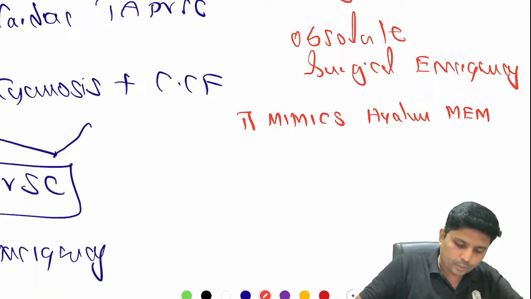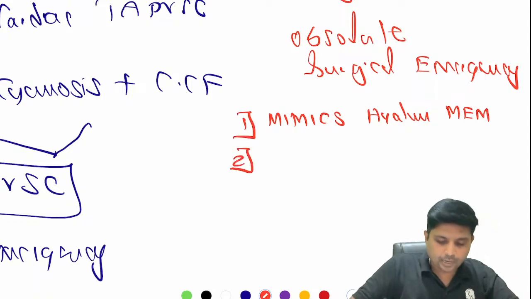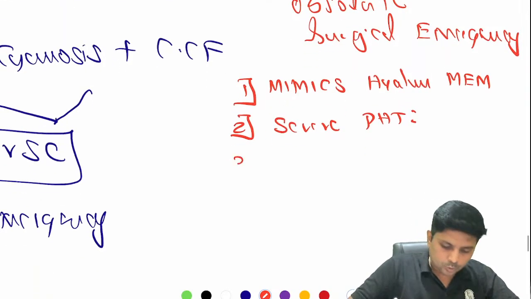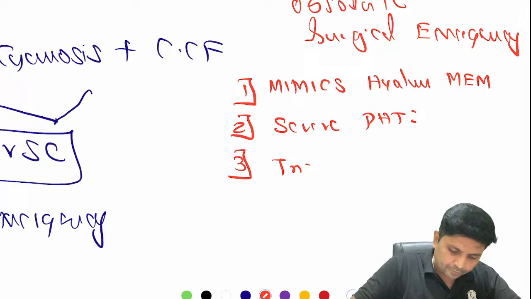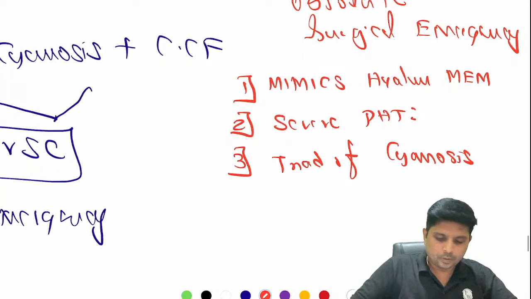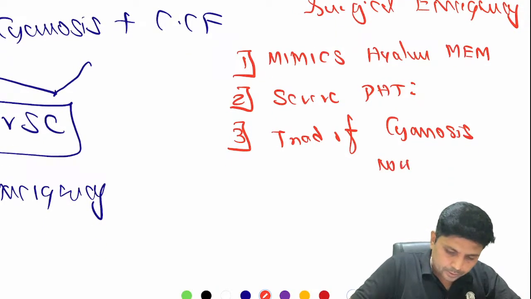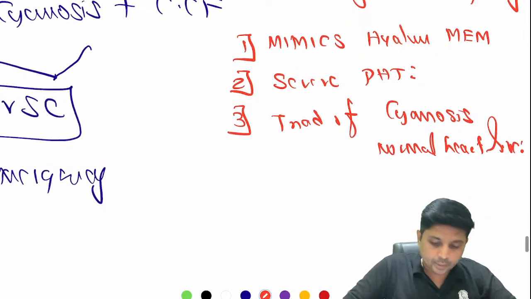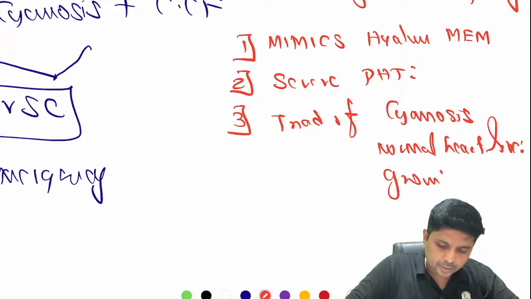The baby will have severe pulmonary hypertension. It usually manifests with a triad of cyanosis, normal heart size, and then ground glass lung. Because of ground glass lung.